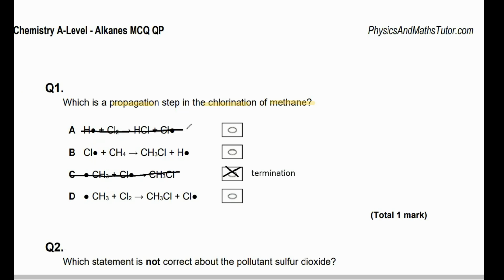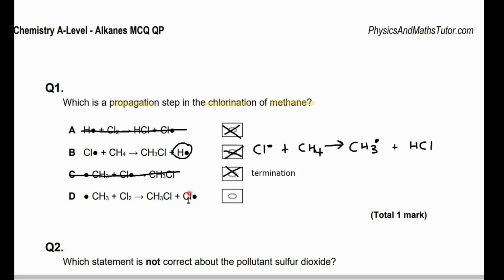I'm going to get rid of this answer right now. It should be propagation, but what's that hydrogen free radical doing? And I've got another hydrogen free radical here on B. So I could get rid of A and B. There shouldn't be any hydrogen free radical going on. In fact, in B you would have a chlorine free radical attacking a methane molecule, and that is going to create a methyl free radical, CH3, and hydrogen chloride is going to form. So B is definitely wrong.